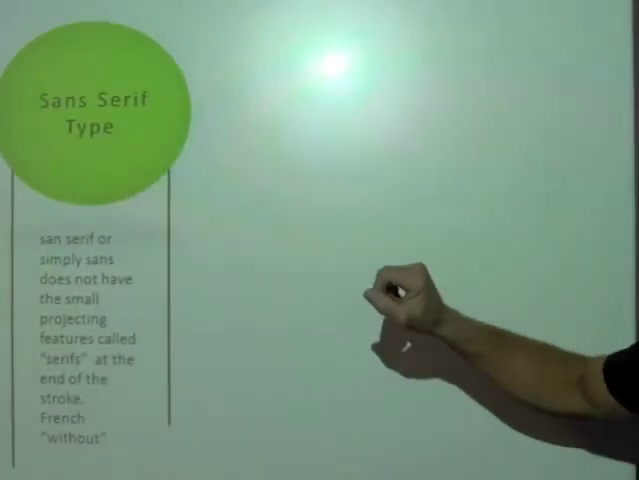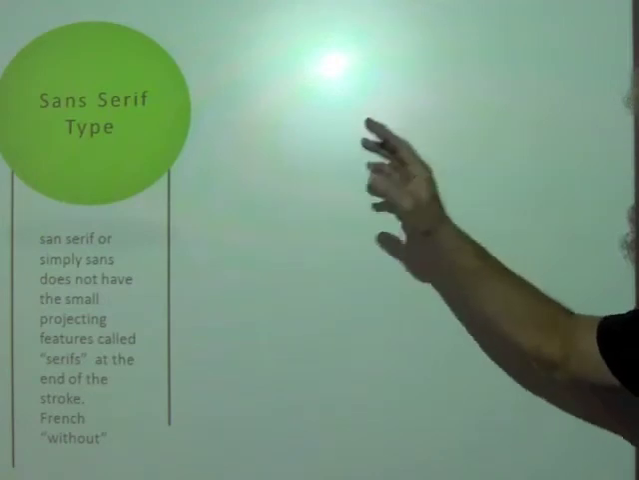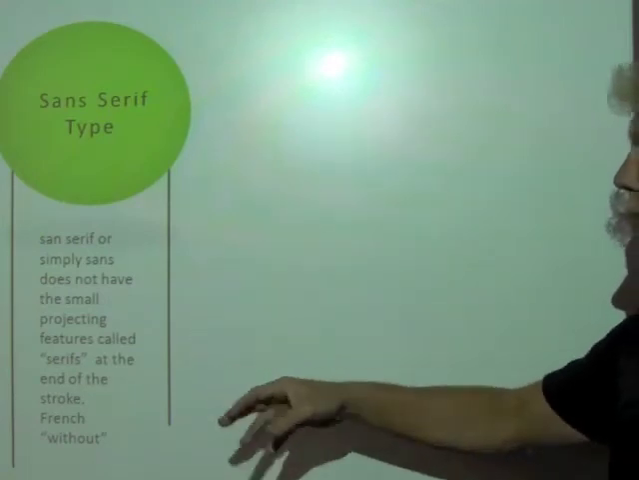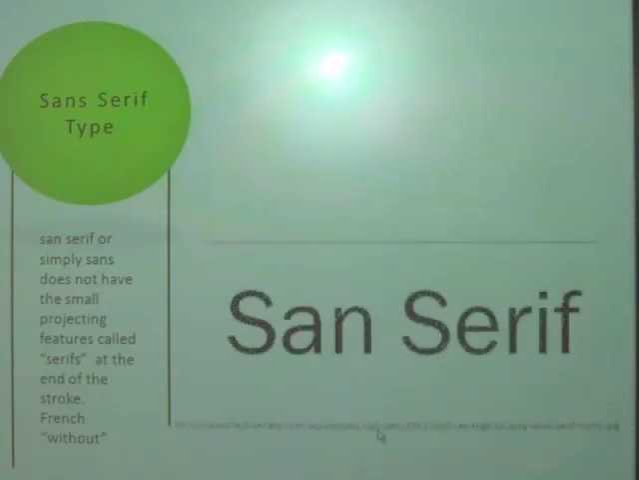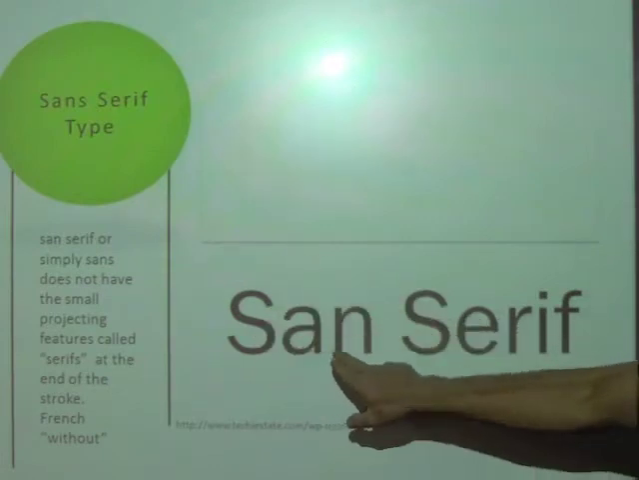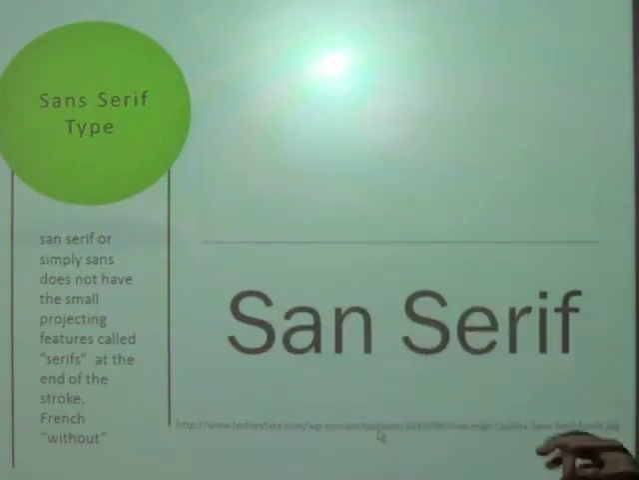Sans serif. Sans serif, or simply sans, does not have the small projecting features called serifs at the end of the stroke. Actually, it comes from the French word without. Here is an example. As you can see, the letter ends. There is no stroke at the bottom or the top. Sans serif.